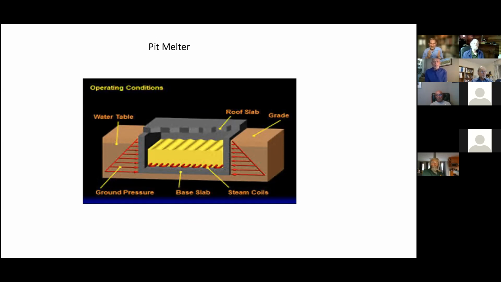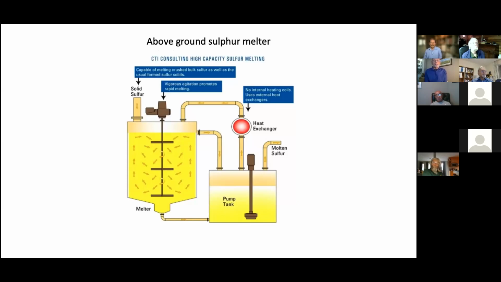Like I said, you have to jackhammer the castle that forms, and typically it happens every year or 2 years, depending on the quality of the sulfur. But this is what's the most commonly used right now. There are improvements now.